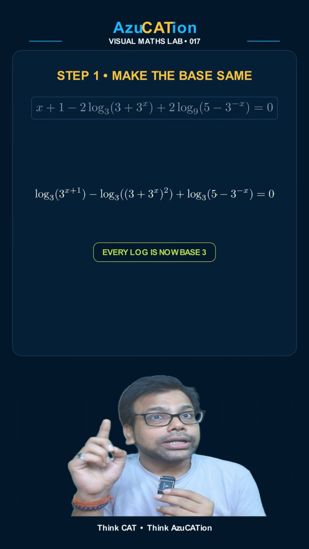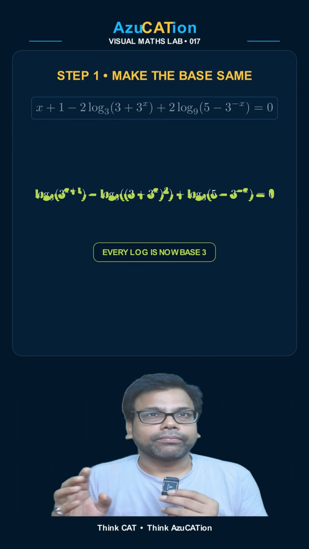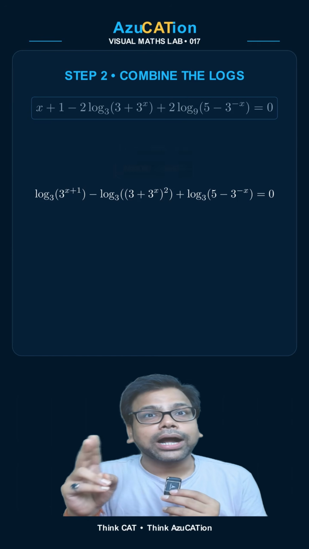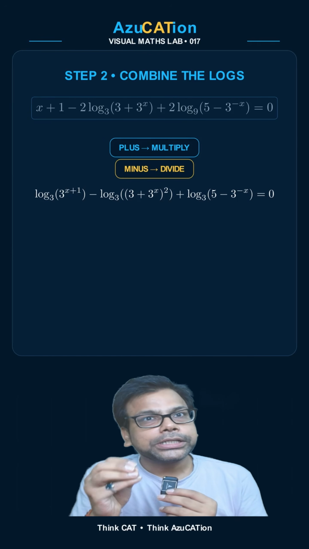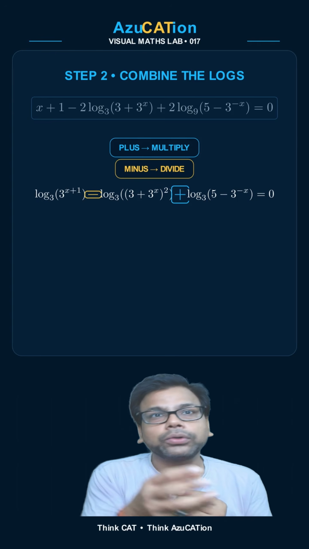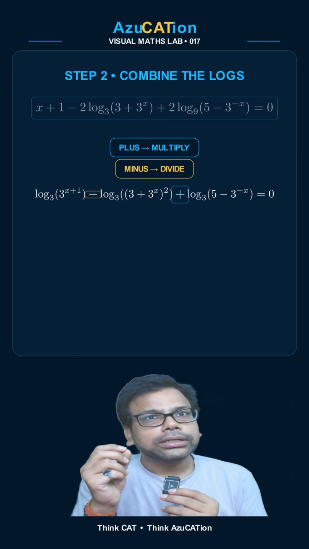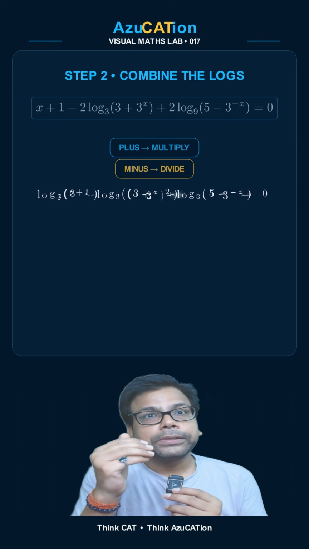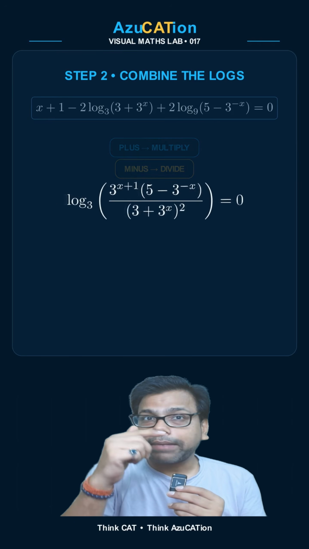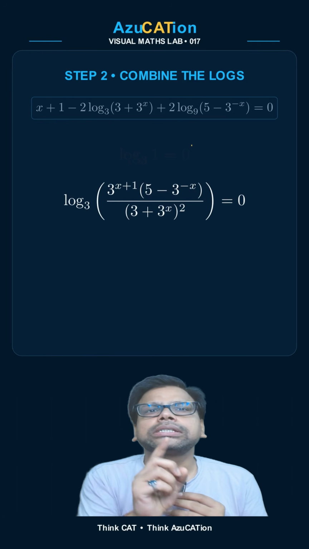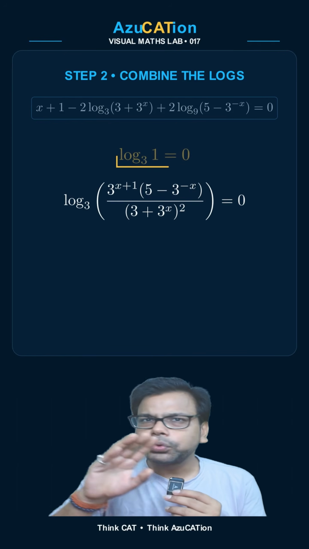Now all 3 logarithms have the same base, so we can combine them. The first and the third logarithm are being added, so their expressions will multiply, because when we add 2 log terms and take the log out, it's multiply. The middle logarithm is being subtracted, so the expression will come in the denominator. Minus becomes divide. After combining everything, we get one single log base 3 equal to 0.